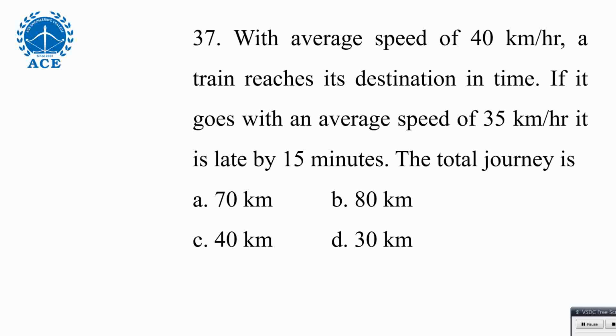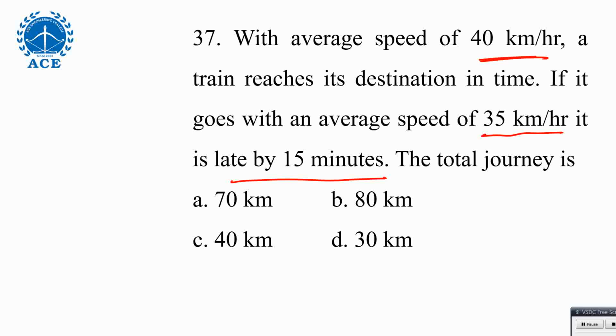Next, this is an average speed, time and distance related question. See the question. With 40 kilometer speed, you can reach in time. With 35 speed, you are late by 15 minutes. When speed is less, time taken is more. The train reaches the destination in time with 40 kilometers per hour. If it goes with 35 average speed, it is late by 15 minutes. What is the journey distance?